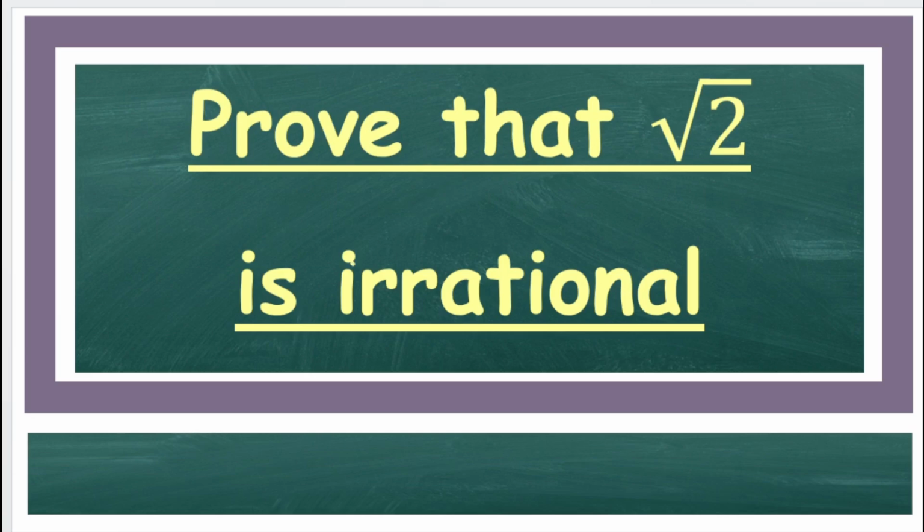Root 2 is irrational. Let's prove it. Let us assume that instead of being irrational, root 2 is rational. We need to prove that it is irrational, so we are going to assume its opposite, that root 2 is rational.